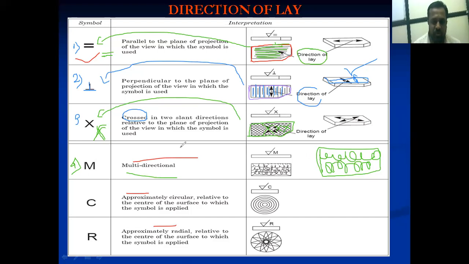Okay, in such a case we have to show it by just drawing the M letter as a symbol for the multi-directional lay. Okay, now see, the next is circular. If this is the surface of the component, and whatever irregularities are there, the shape or the direction of that irregularity will be circular. Such types of irregularities are present on the surface of the component.